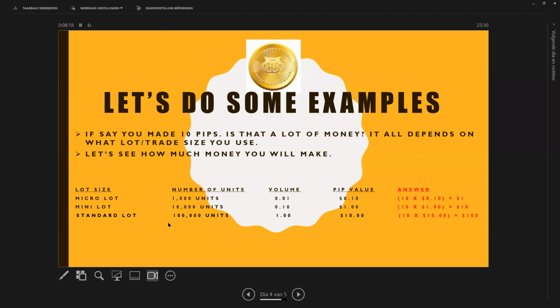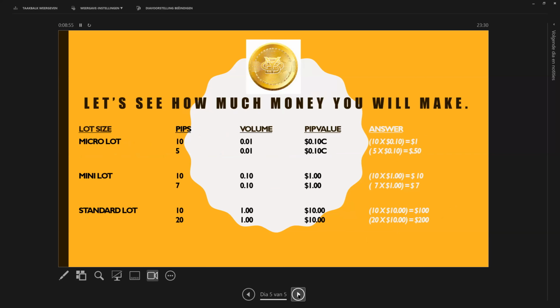And for the standard lot, that is 100,000 units, the volume is 1. The pip value is $10 per pip. And if we have 10 pips, it is 10 by $10, we have $100. So like that, we have explained how much your pip is worth in money. And we're going to go to the next slide.